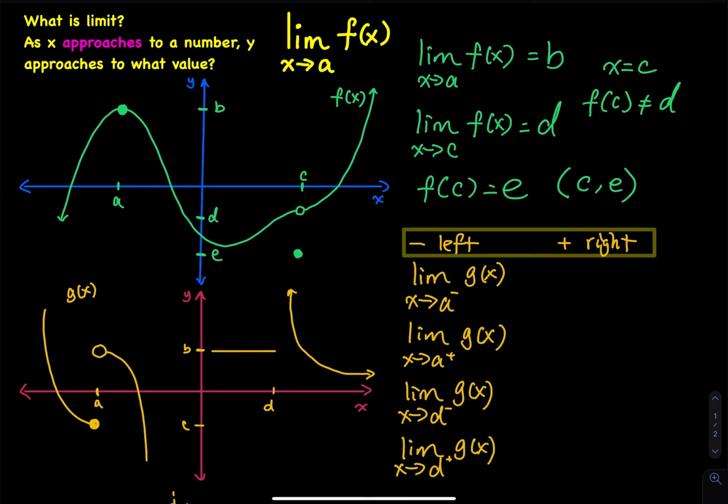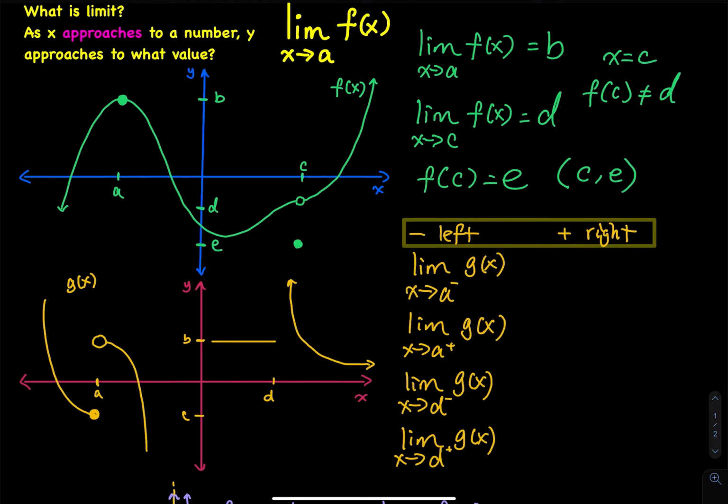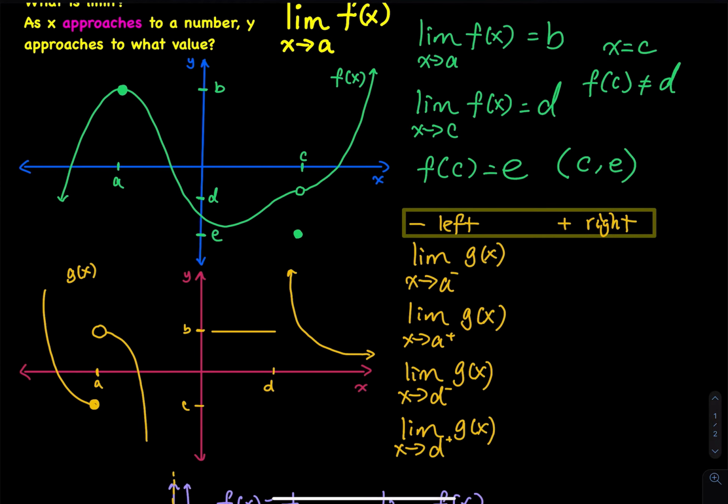All right, so let's take a look at the next graph. The next graph has a yellow curve, g of x, and the first limit that I am asking for is right over here. So this is the limit as x approaches a. Do you see a little minus in the corner? The minus in limit stands for left, and the plus means right. Left hand side for minus, right hand side for plus. So the first limit right there is the limit as x approaches a from the left hand side.